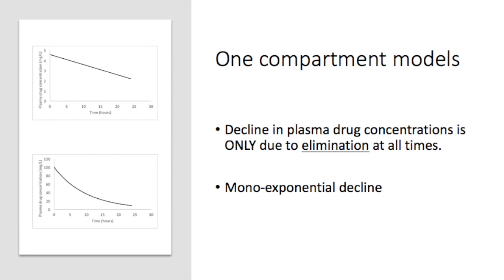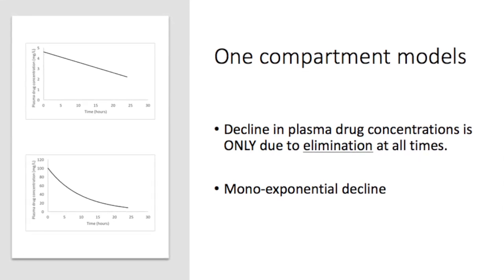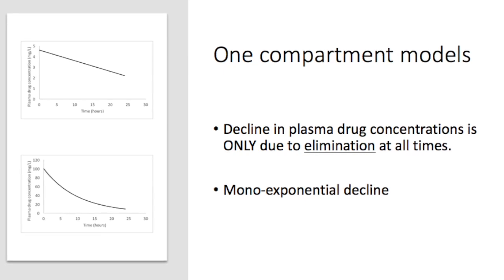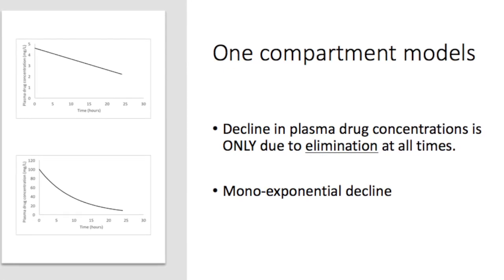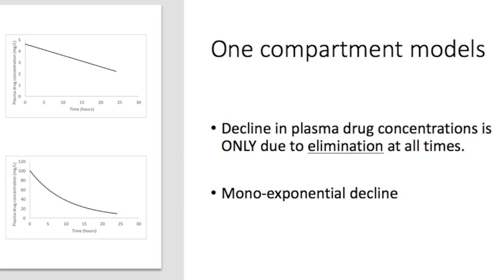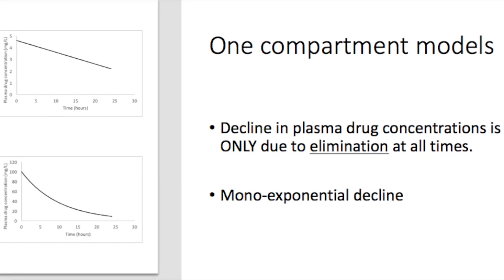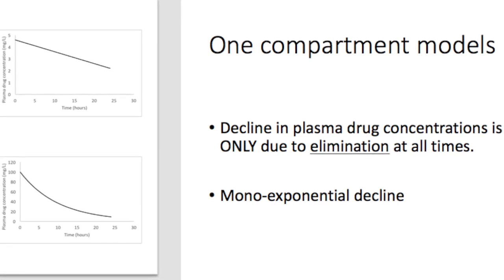Because we are measuring the drug's concentration in plasma, the decline for a one-compartment model is mono-exponential because there isn't a measurable distribution phase, or a phase where distribution contributes to the decline in drug concentrations. It is only elimination, a single process, that is contributing to the decline.